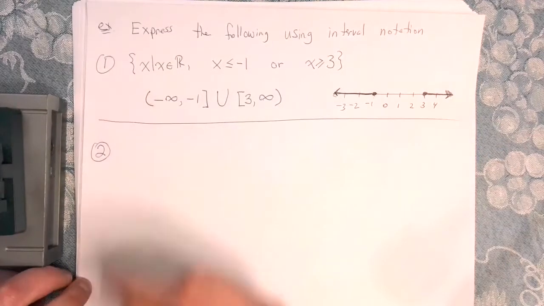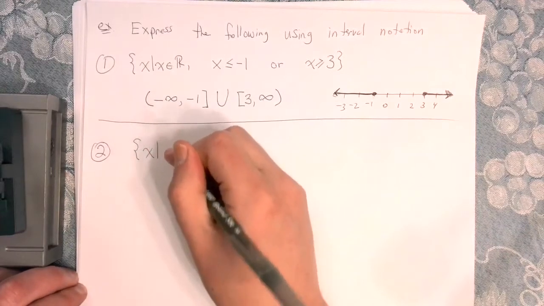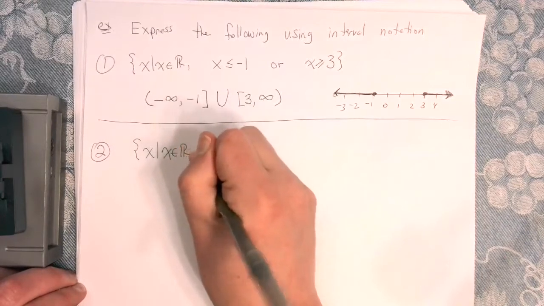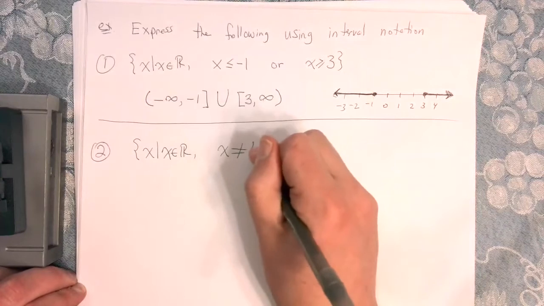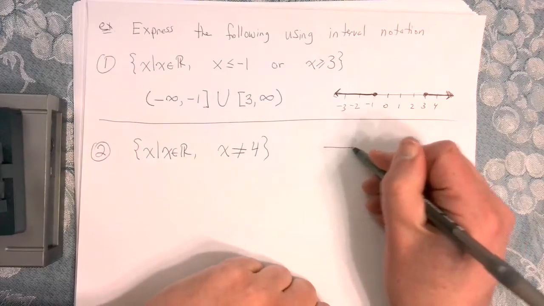So let's try the following. So let's say we want to express the following set in interval notation. Let's say we've got the set of all x's such that x is real, but x is not equal to 4. And I'm going to do the same thing. Instead of jumping immediately to interval notation, let's draw a graph. Okay, so our graph is the number line again.